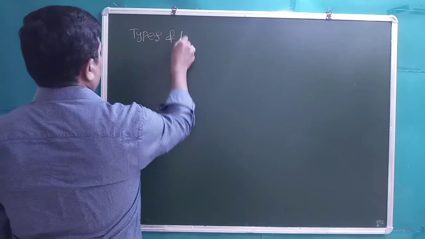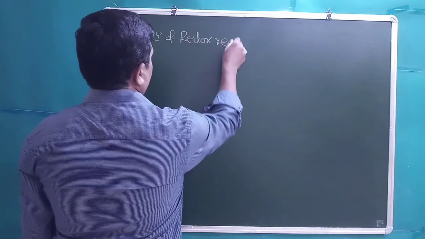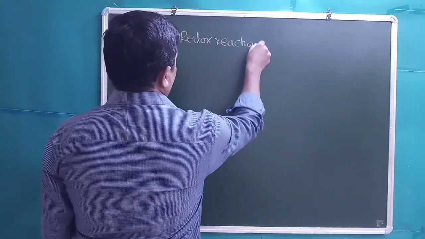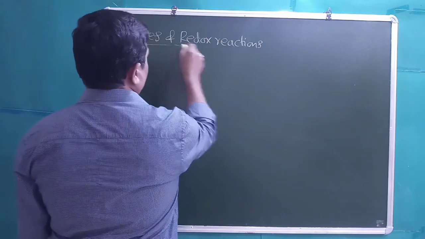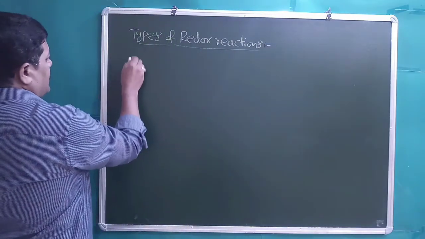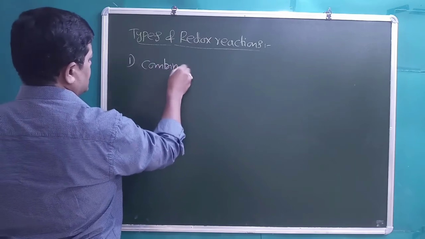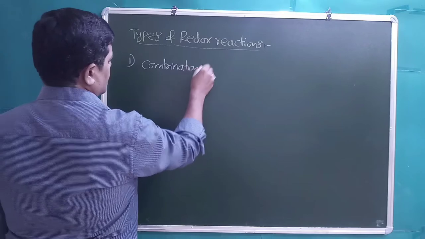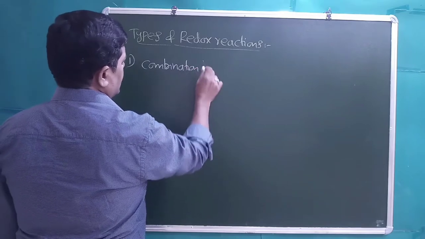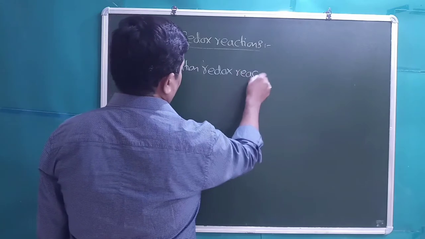Types of redox reactions. First type of redox reactions are combination redox reaction.